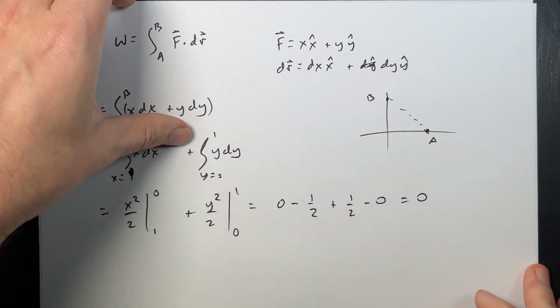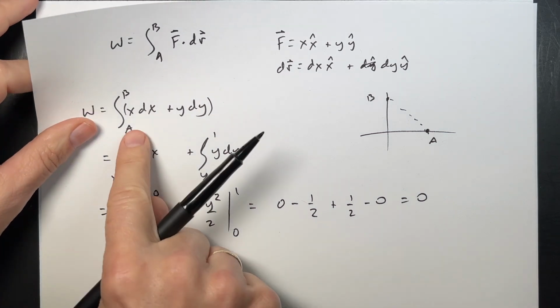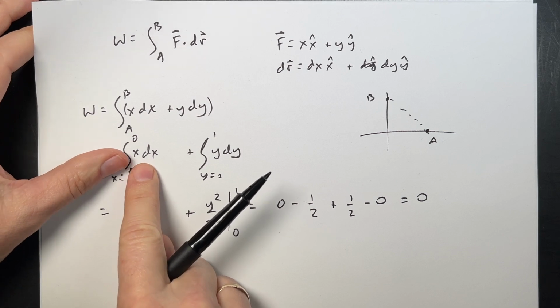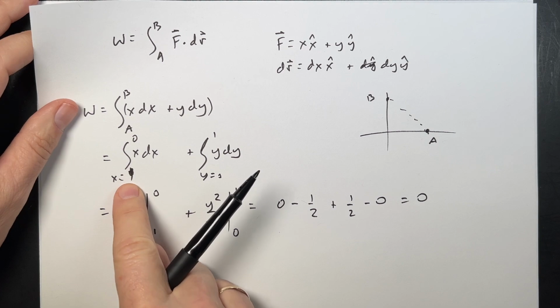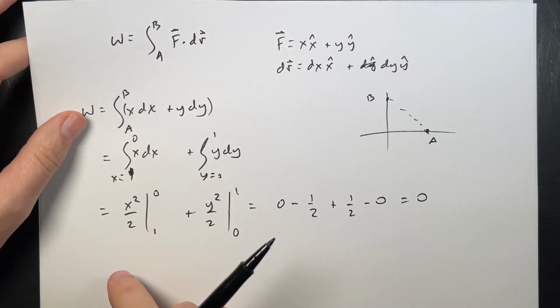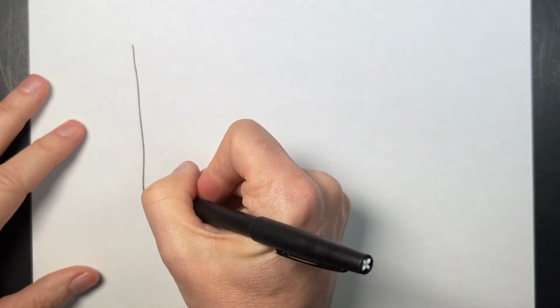Okay, now we're going to do this numerically. So numerically, in this case, what does this integral mean? This integral means that I'm summing up x dx for an infinitely small dx over an infinite number of pieces. But now I want to do a finite number. And we're going to do it a little bit differently. So let's draw a picture.